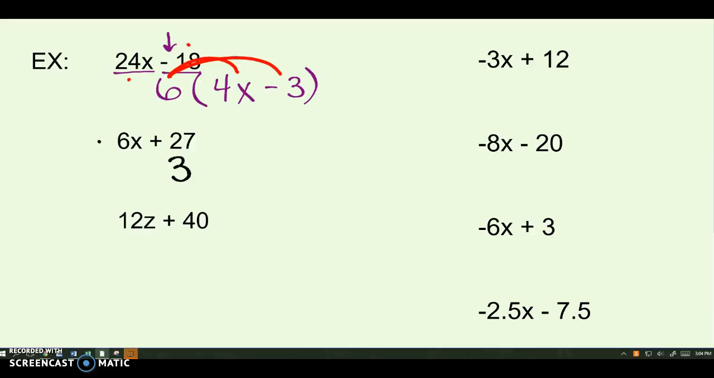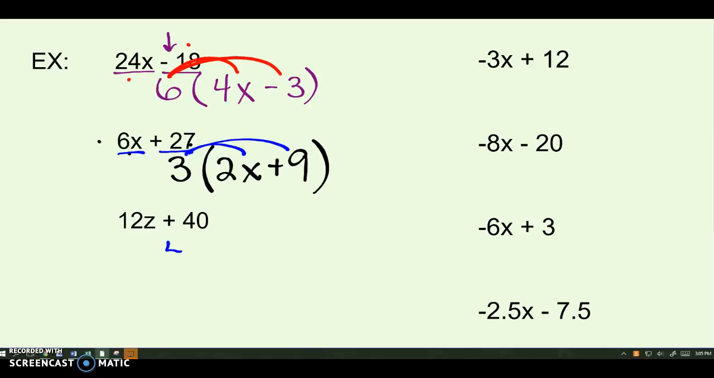So if I divide out the 3, well, 6x divided by 3 would leave me with 2x. 27 divided by the 3 would leave you with positive 9. And then you can always go back and check. 3 times 2x is 6x. 3 times 9, positive 27. So we're good. How about the next one? 12z and 40. What goes into both of those?